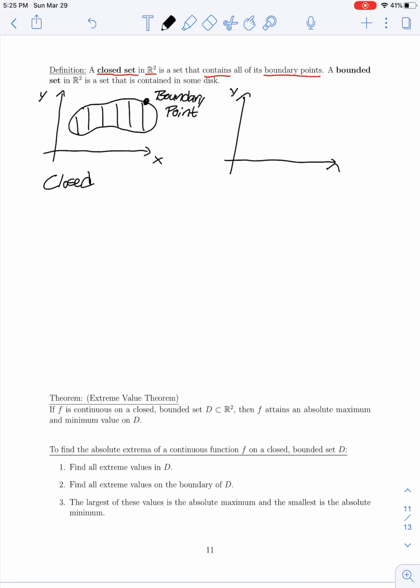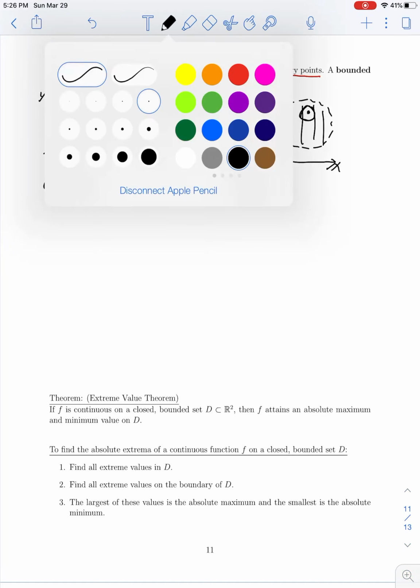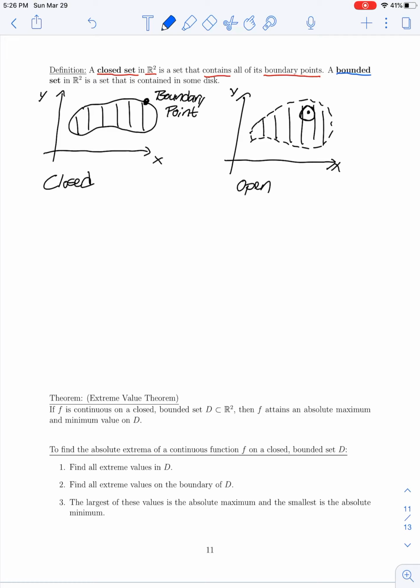Now the opposite of a closed set would be an open set, which would be a set which does not contain all of its boundary points. So we might have the same sort of region in the xy plane, but if it does not contain the points on the edge or the boundary, then this would be an example of what is called an open set. Or more formally, an open set is any set such that if you choose a point within that set, you can find a disk centered at that point, which lies entirely within your set.